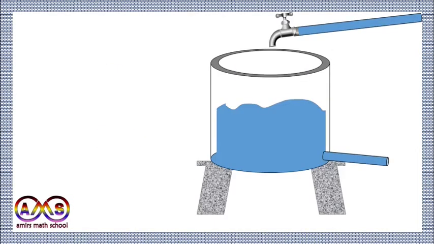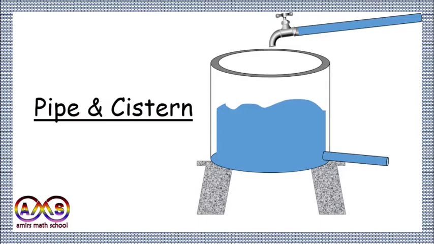Welcome to this video which is about pipe and cistern. That is, how can we solve the pipe and cistern related problem. In this video, I will discuss many types of pipe and cistern related problem with the help of just one formula. After finding type-wise formula, then I will try to use that formula as shortcut to solve any problem within few seconds.